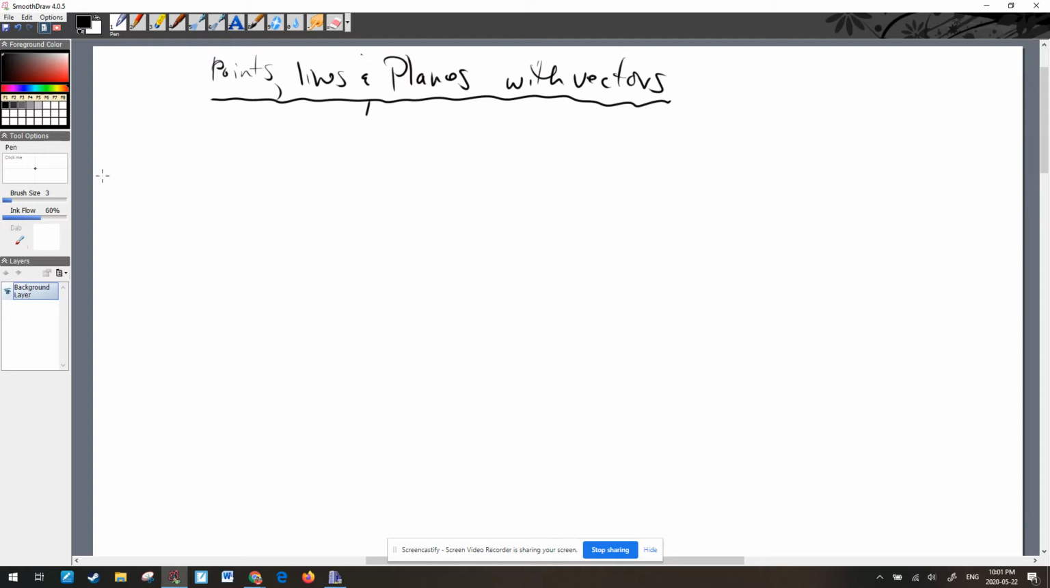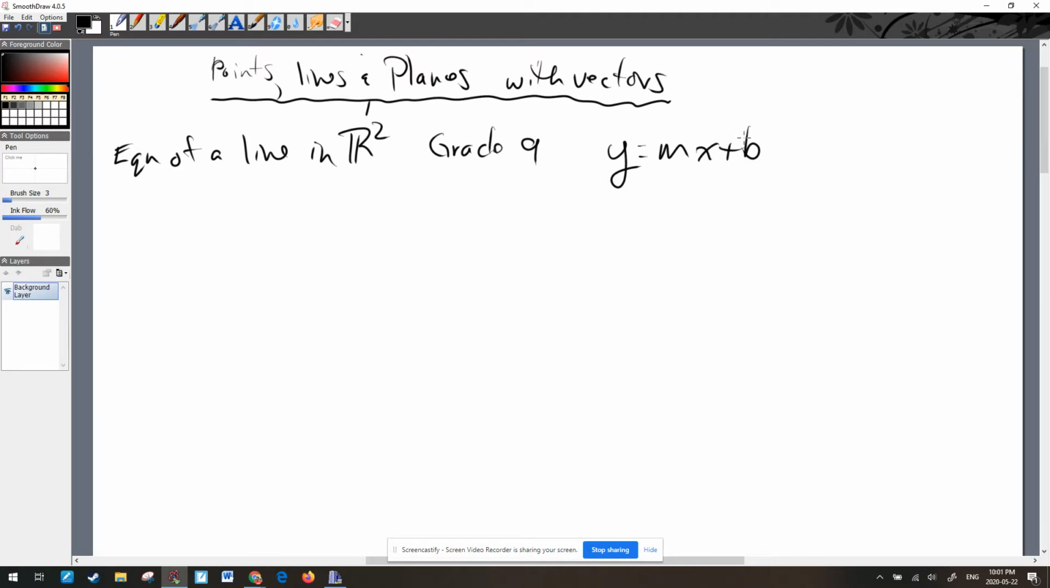So let's cast our mind back and think about the equation of a line in R2 and how we've classically done that. If we think about grade 9, well, that was a long time ago for a lot of you, we had y equals mx plus b. And at the time that seemed mind-boggling.